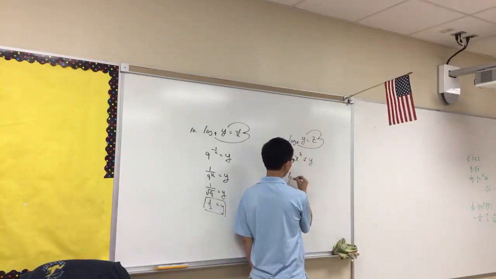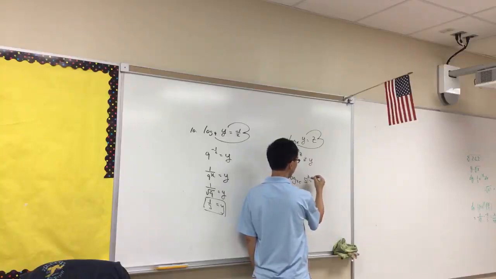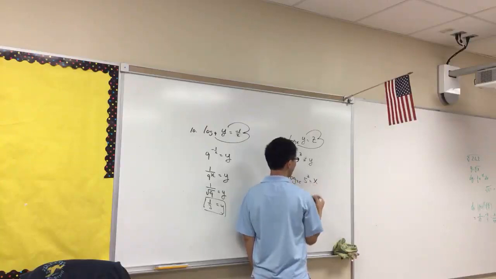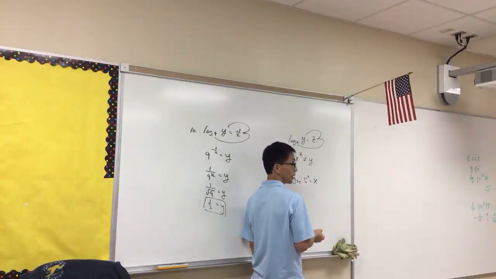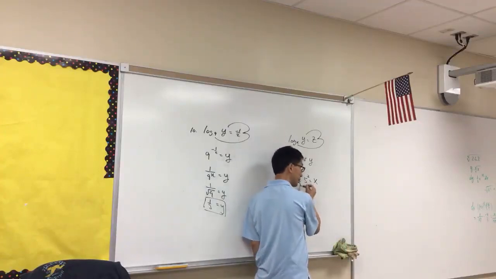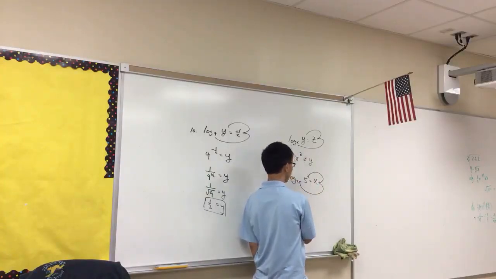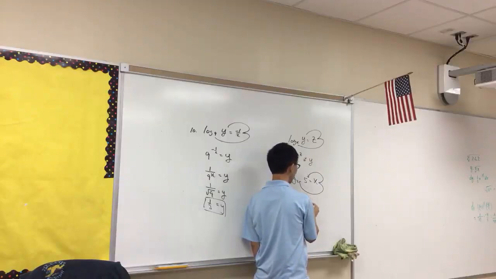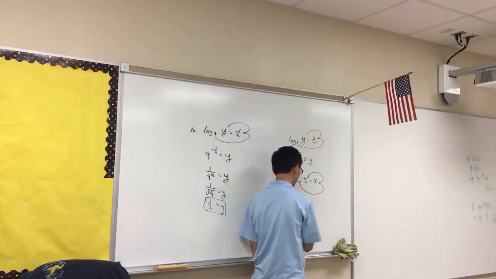Log base 25 of 5 cubed is equal to what? We're going to call that something we don't know x. So 25 to the x is equal to 5 to the 3, right? What do they have in common? 5. So 5 to the 2x is equal to 5 to the 3. 2x is equal to 3.